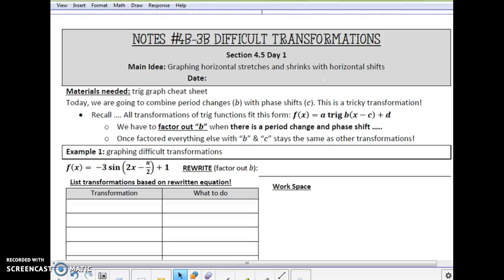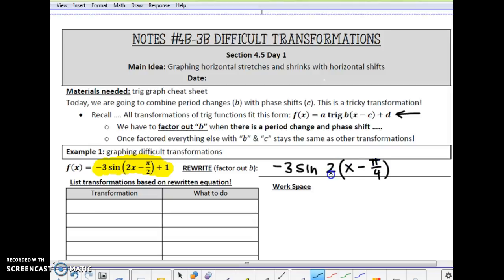Okay, so today we're going to start factoring out the b with your trig expressions. So when I'm looking at this problem, the idea is that you have a b and a c together, and we can't have that. So if you go back and you look at notes 4b2, this was the new form that we introduced, and the idea is that b needs to be factored out. So when I'm looking at this, I'm going to keep the a out front, sine, and then I'm going to take out the 2, factor him out, and that's going to turn into x minus pi over 4.